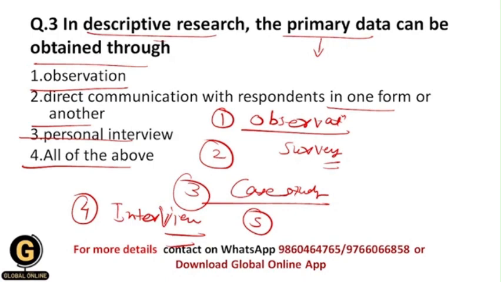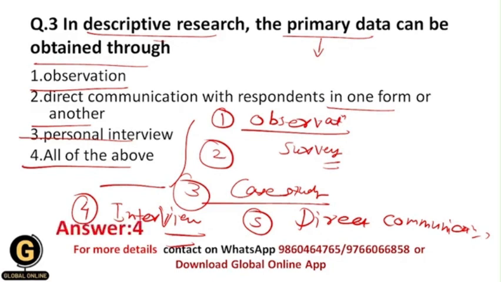Now the fifth one is direct communication. Basically, students, direct communication is a speech that conveys clear messages or that clearly directs actions. So students, from these 5 data collection methods, we can understand the correct answer to this question should be 4, that is all of the above, because observation is a data collection method, direct communication is another, and personal interview is a third, and all of these we can use to collect the primary data in descriptive research.